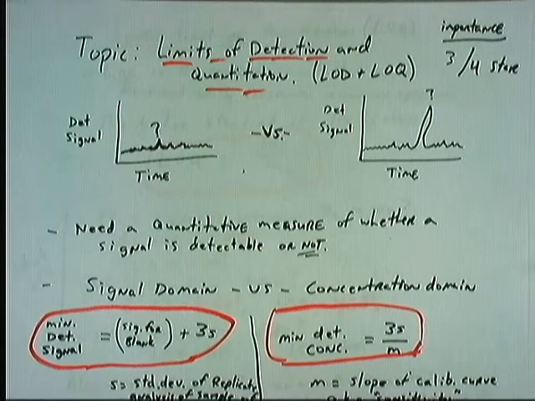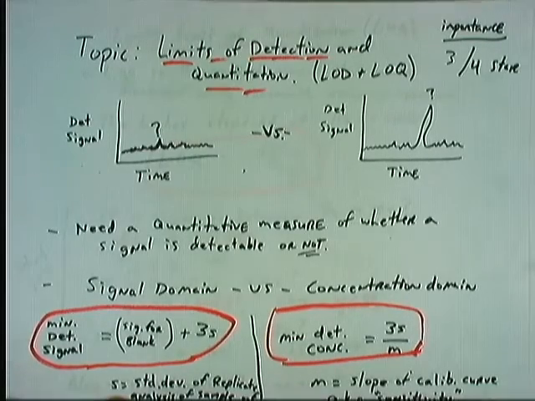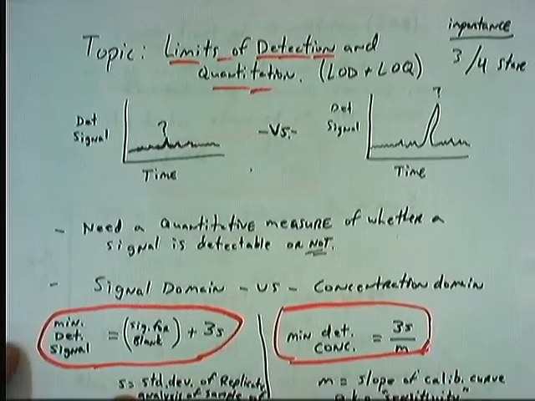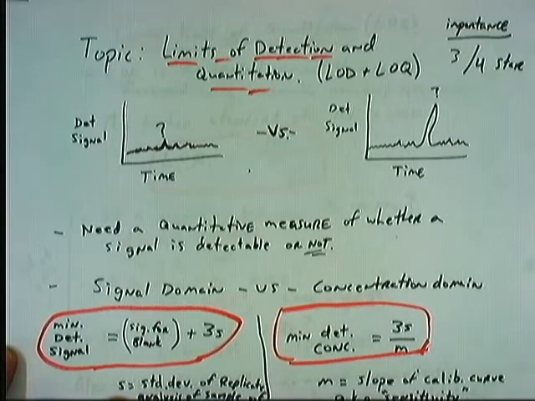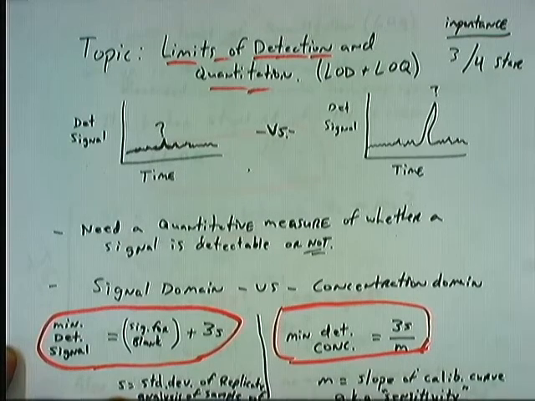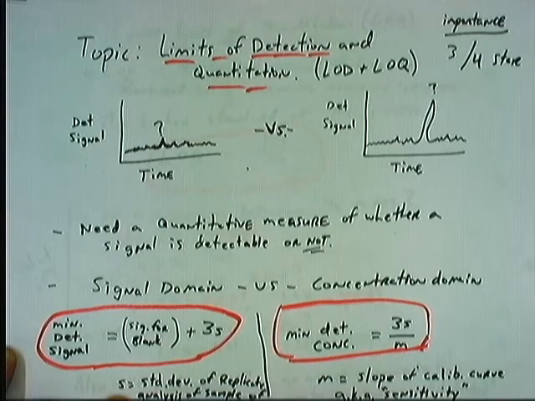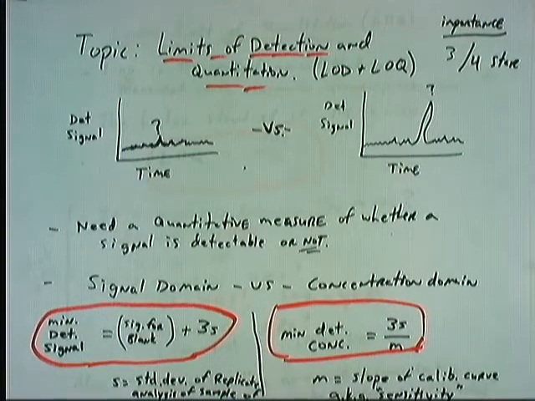Know what the variables are. M is again the slope of the calibration curve. S, it's a mouthful to really state what this is, but remember again, it's the standard deviation for replicate analysis of a sample which contains the analyte at a concentration near the detection limit. That's really what that S is supposed to be.